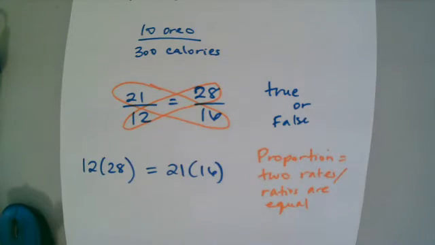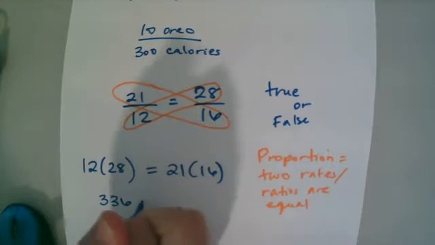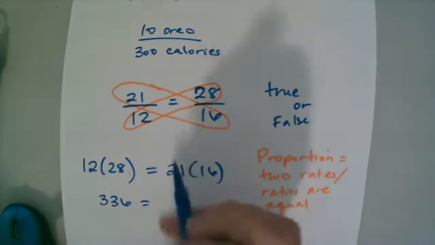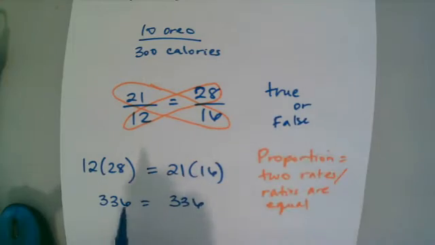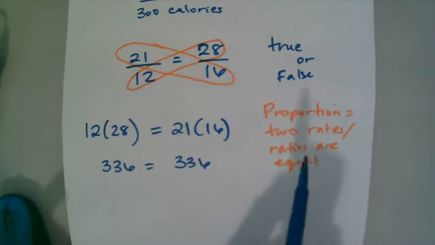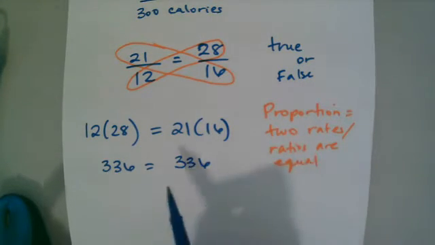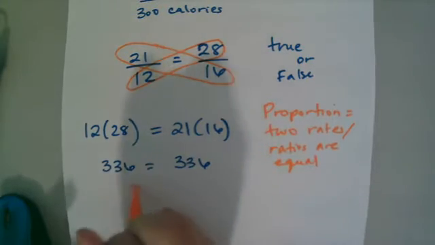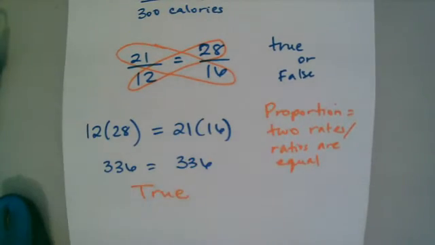Okay, so I'm going to use my handy dandy multiplication chart. 12 times 28 is 336. And 21 times 16 is 336. So is my proportion true or false? Does it match the definition that two rates or ratios must be equal? Yes. So this one is true. So when you're asked if it truly is a proportion, true or false, that is how you solve it. You cross multiply.